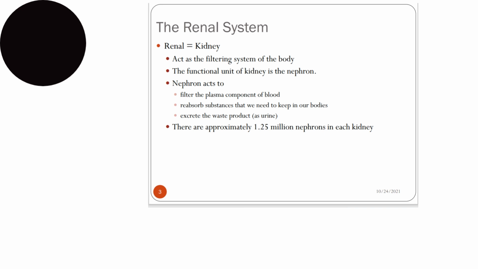Number two, dia berfungsi untuk reabsorb substance that we need to keep in our bodies, for example water and also minerals. And the last one, excrete the waste product, dalam bentuk air kencing, urine. Each part of our kidney contains about 1.25 million nephrons.